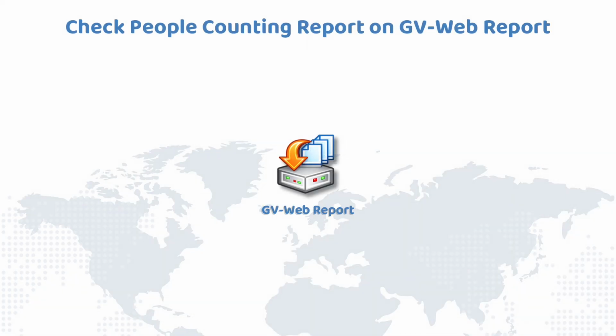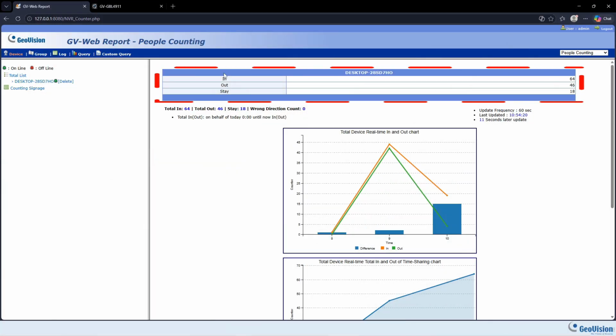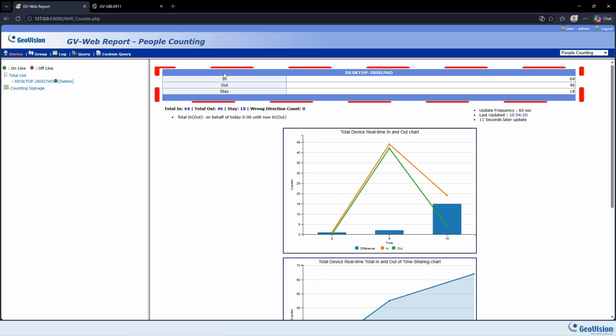Check people counting report on GV Web Report. The people counting page provides data on the number of people entering, exiting, and remaining within the surveillance area.